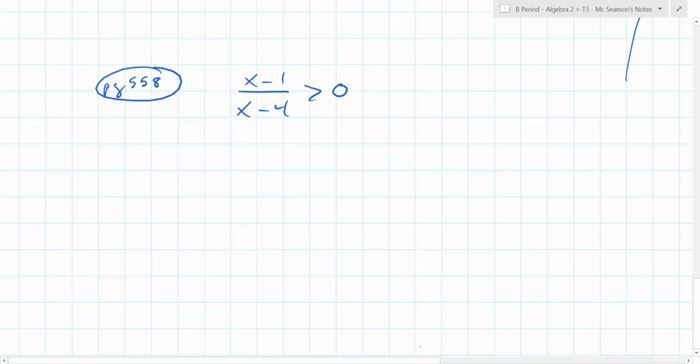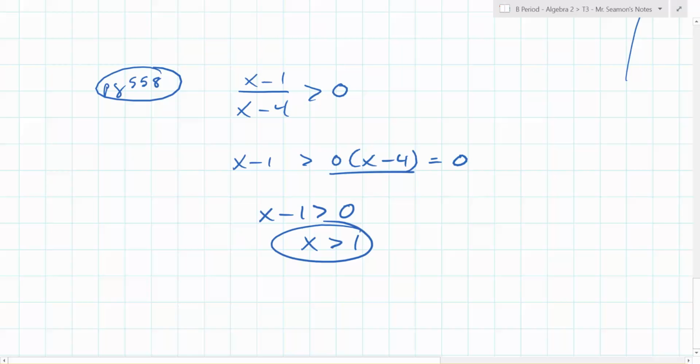So when is that greater than 0? You have to use logic on this one. Let's try it algebraically. Multiply both sides by x minus 4. What do you get? x minus 1 is greater than 0 times x minus 4. What's 0 times anything? 0. So we have x minus 1 is greater than 0. So x is greater than 1. Yes.